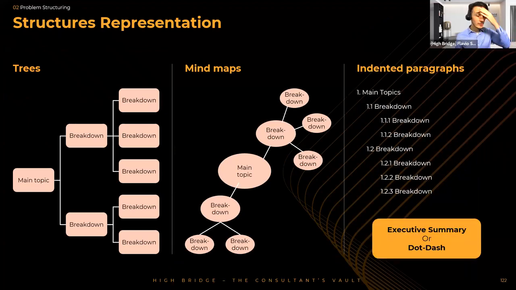And they can be so-called indented paragraphs. So you can have a structure on a Word document, on paper, right? The executive summary is one type of structure like this. Some people call it dot dash. Pick the most natural for you. Some people prefer the tree, some people prefer other ones.